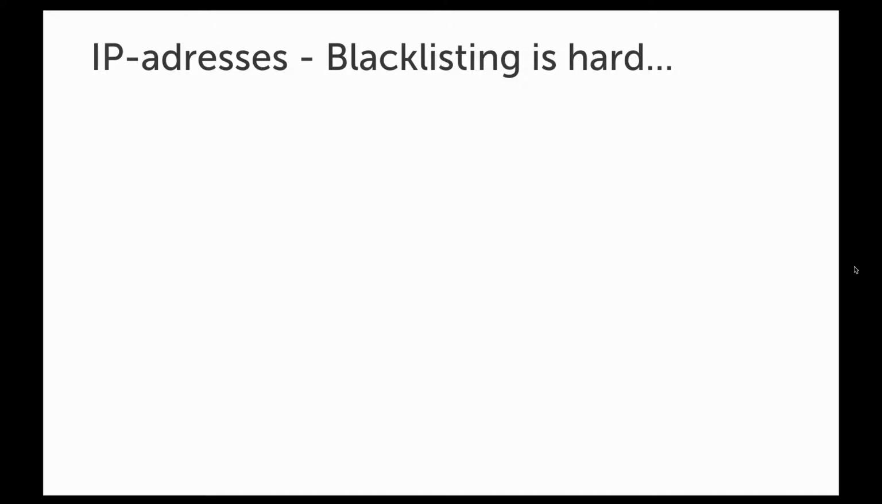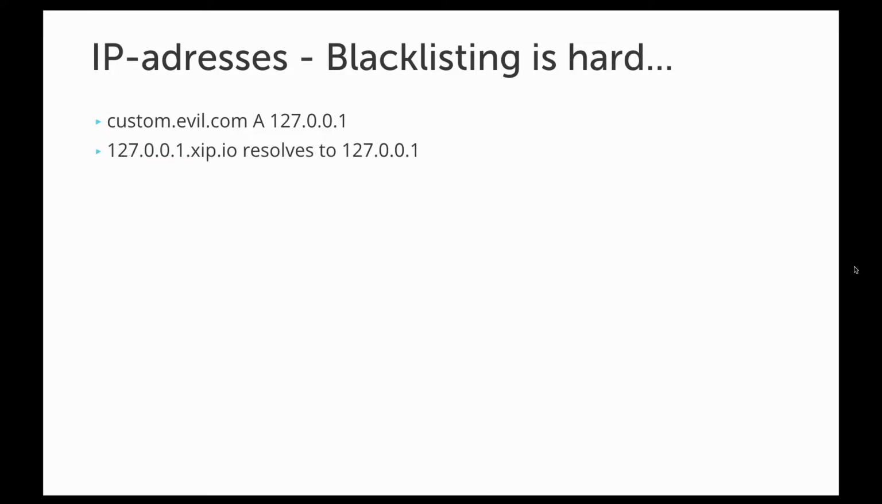Okay, so we've successfully managed to block this evil IP. So we've taken out every case of these. So what happens if the attacker then creates a custom DNS entry that points to something that we're not supposed to be able to access? Well, we don't even have to do that because zip.io allows us to do that without creating our own domain.